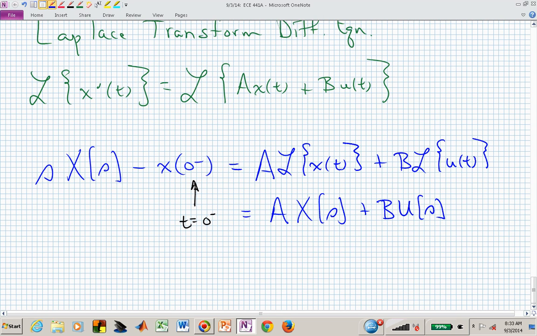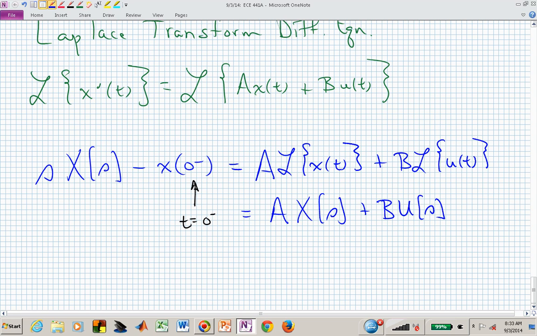In this expression, s is a scalar frequency variable. That's just a one-by-one value, s. But it's now applied to a vector. And we have that same vector on the right-hand side. We have A times capital X of s. What we want to do is combine that capital X of s with those two terms.